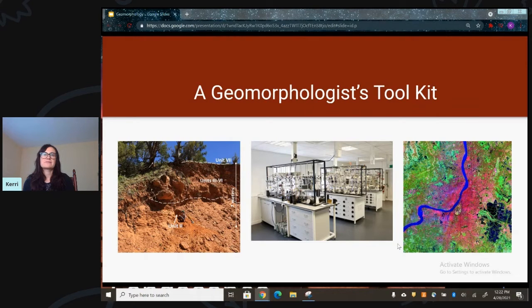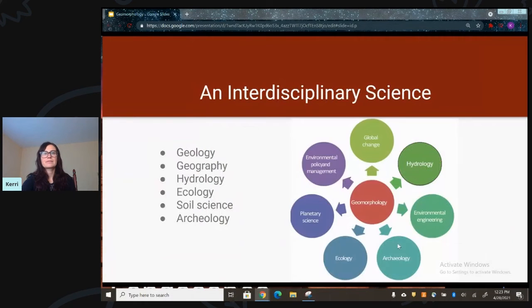You can tell from this list of tools that there are a lot of different disciplines involved in geomorphology. Geomorphology uses principles from geology, geography, hydrology, ecology, soil science, even archaeology, as well as engineering, physics, chemistry, and math. It can be used to integrate these different fields to answer a lot of different questions. Something that I really like about geomorphology is that it's an interdisciplinary science. By combining aspects of different physical sciences, we're able to make predictions about global change and then inform environmental policy and management decisions.